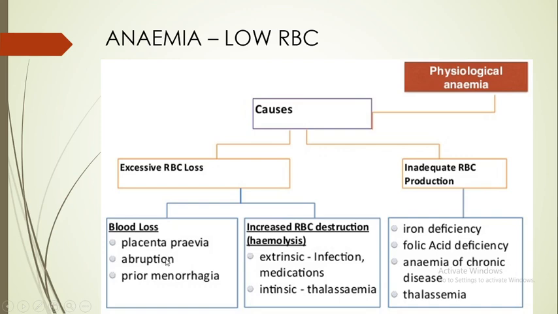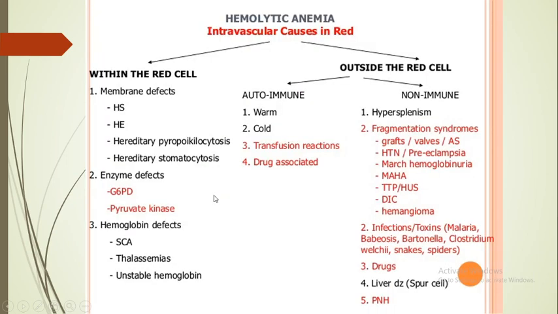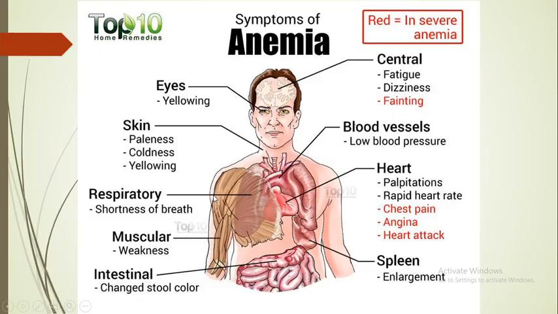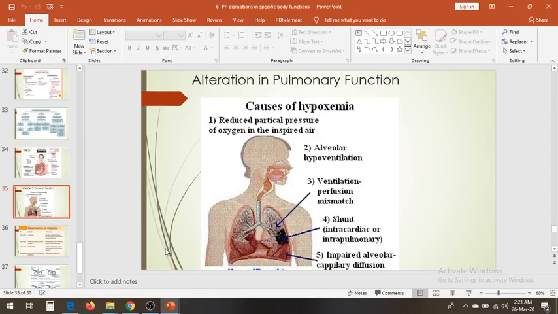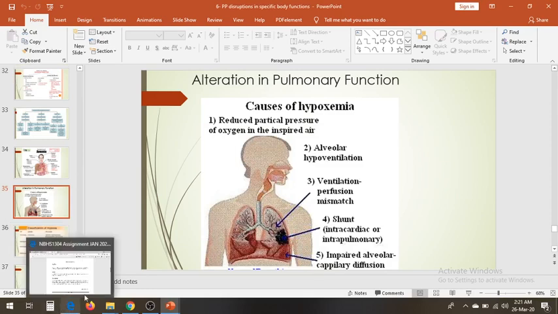Then about anemia. For anemia, the main causes we will see could be excessive red blood cell loss or inadequate red blood cell production. You can refer to these things when you get the presentation. This is about hemolytic anemia and symptoms of anemia and alterations in pulmonary function. You can refer to these things once you get the presentation. And now I would like to move on to the assignment.